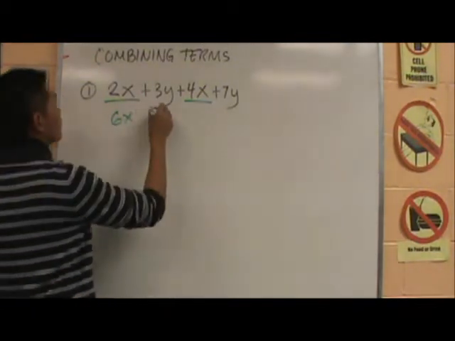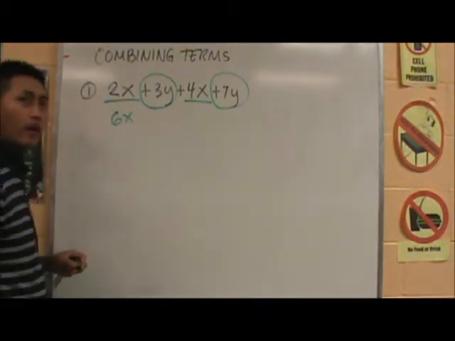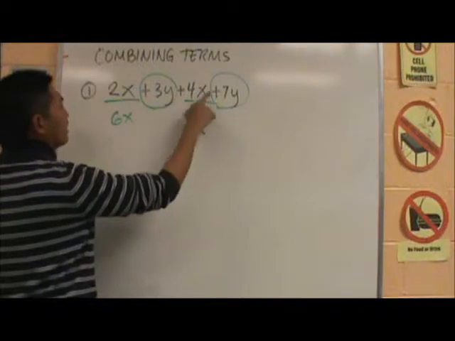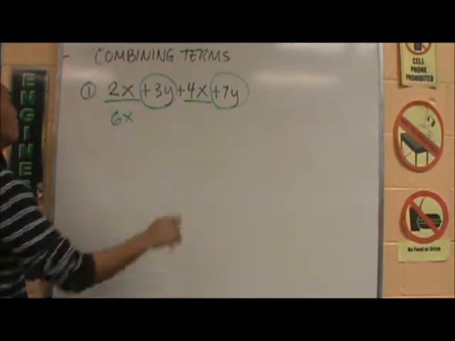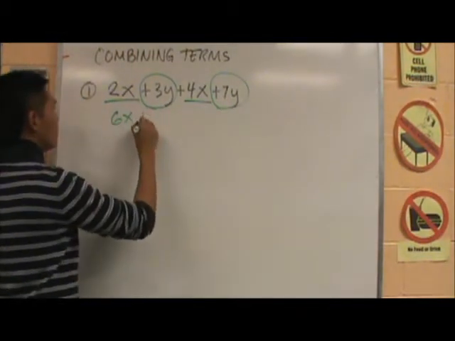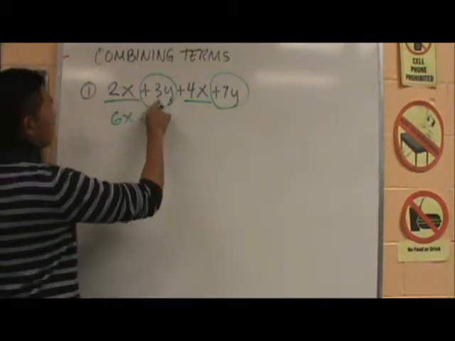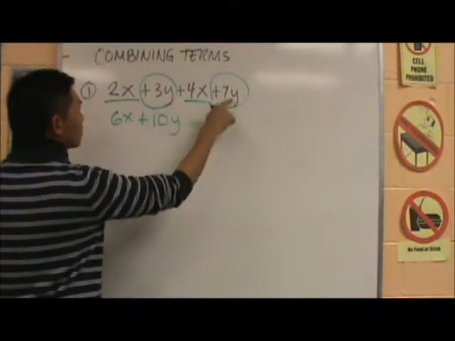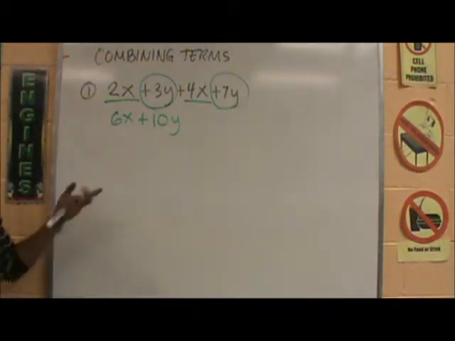And now I will circle this and that because they're both y's. Notice that I circled the sign also because the sign is telling you whether you add or subtract. So now I have positive and positive. We learned today that if you have both positive, then we just have to add them and then copy also the common variable. There you go. So the answer for number one is 6x plus 10y.